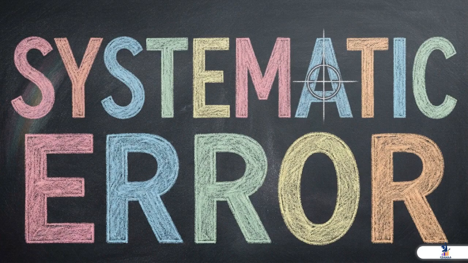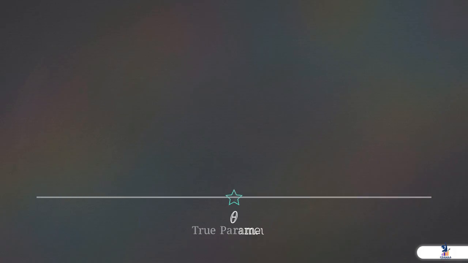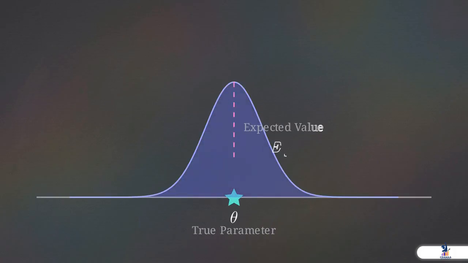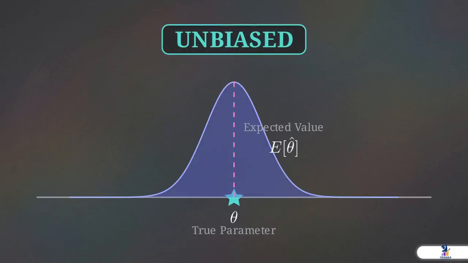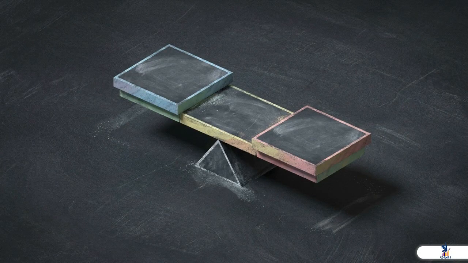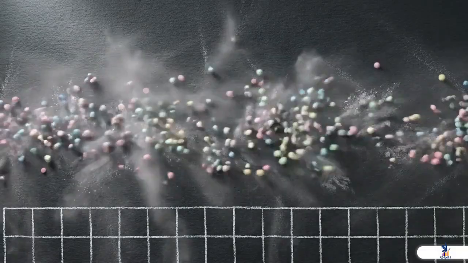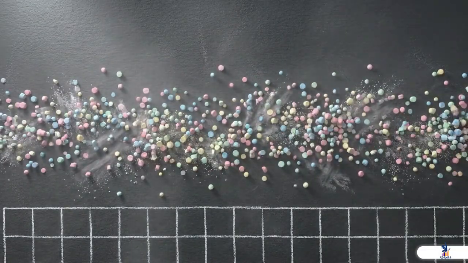The first metric is bias. An estimator is unbiased if its expected value perfectly aligns with the true parameter across repeated samples. It means the formula is correct on average. The second metric is variance. This measures how wildly the estimator's guesses fluctuate from one sample to the next.